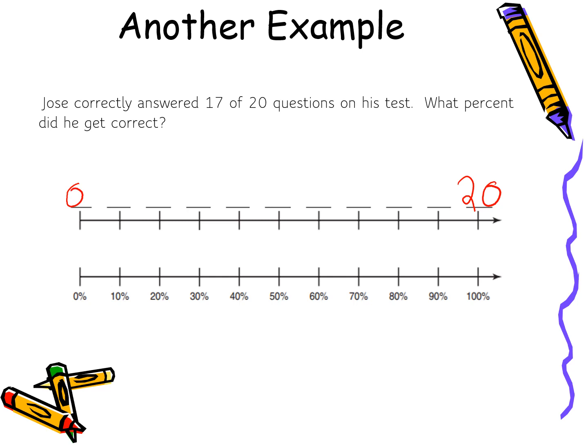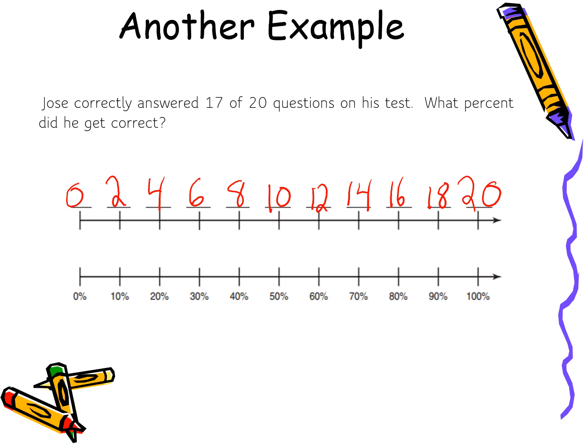So we can say 20 divided by 10 to know what interval to count by. So if you have 2 correct, you will have 10%. If you have 4 correct, you will have a 20%. 6 correct, that's 30%. 8 correct, that's 40%. 10, 12, then 14, 16, and 18.